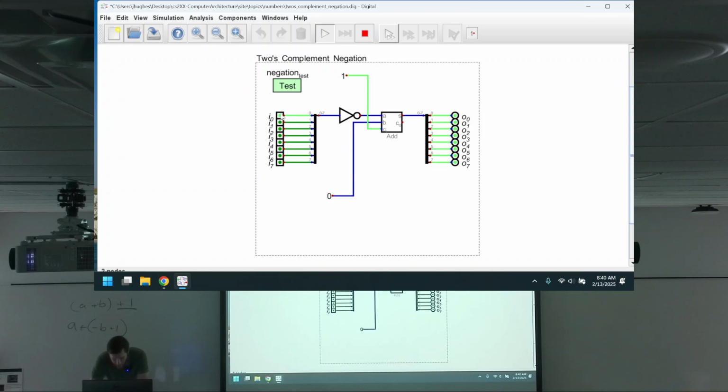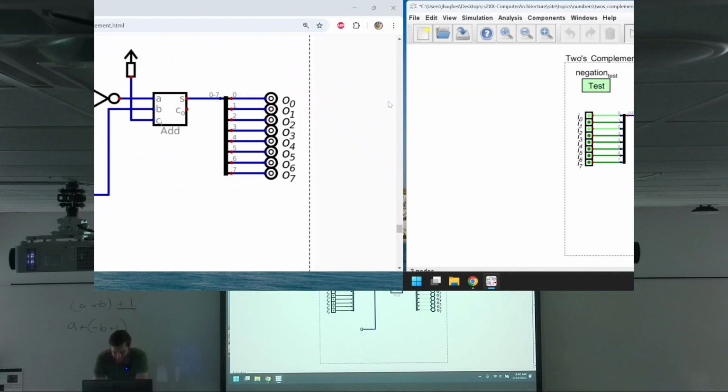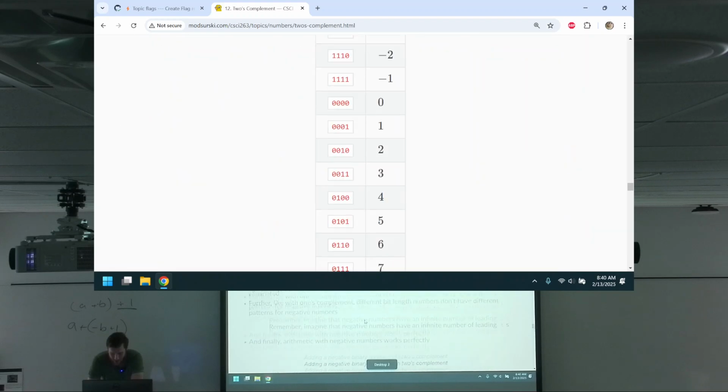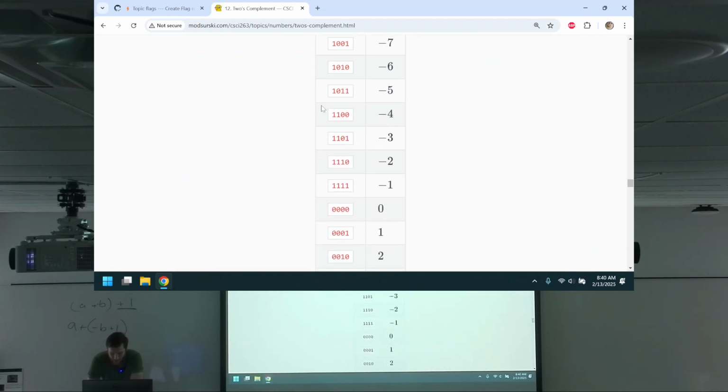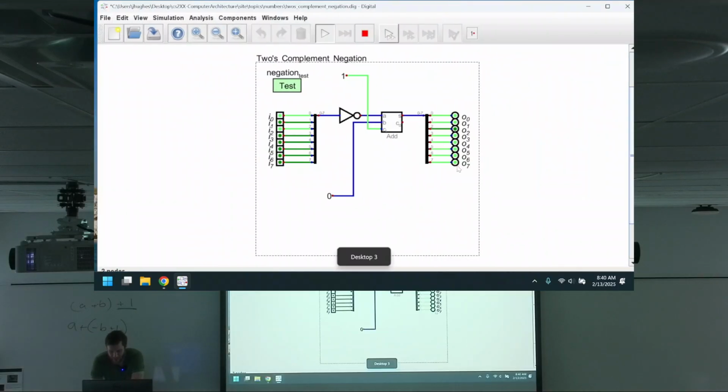So now, what is this? Let's do a smaller number. 5. And I'm guessing this is -5. Right? 1, 1, 0, 1. Let's go back here and look at the table. Perfect. And remember though, the leading one is like negative.